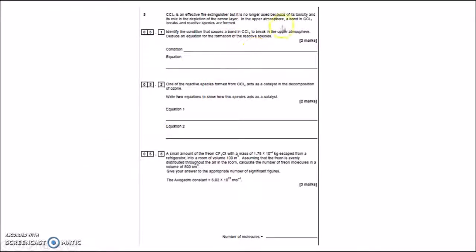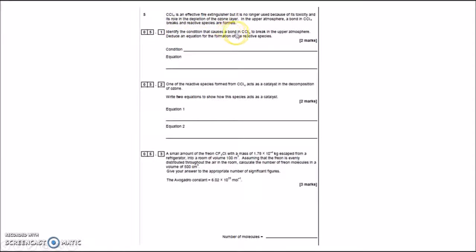In the upper atmosphere, a bond in the CCl4, well, that's carbon surrounded by 4 Cl atoms, bonded to 4 Cl atoms, so the bond that's broken must be a carbon to chlorine, breaks and the reactive species are formed. A reactive species that's formed in this case is called a radical.